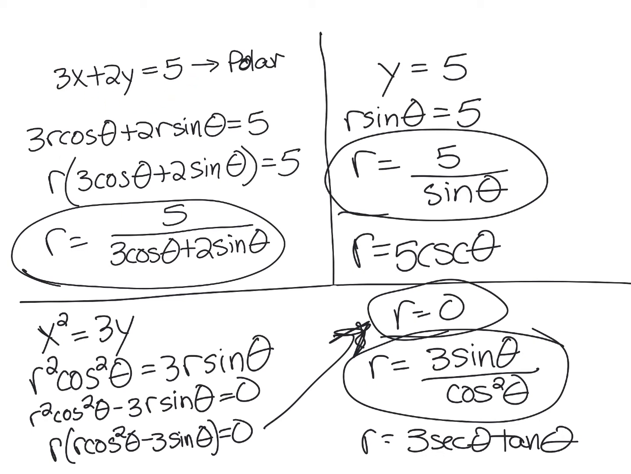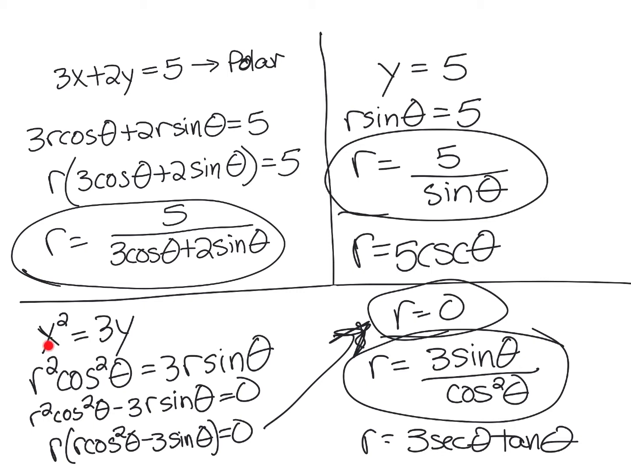For the line y equals 5, this is just a horizontal line, right? We're going to replace the y with r sine and solve for r, and we get a simple equation. This is good enough. If you were graphing it, you'd want to use this equation just because, right? Okay. What about x squared equals 3y?